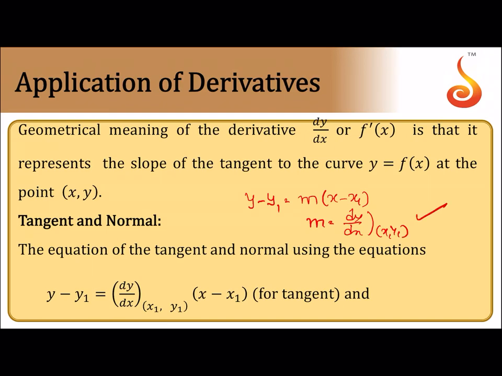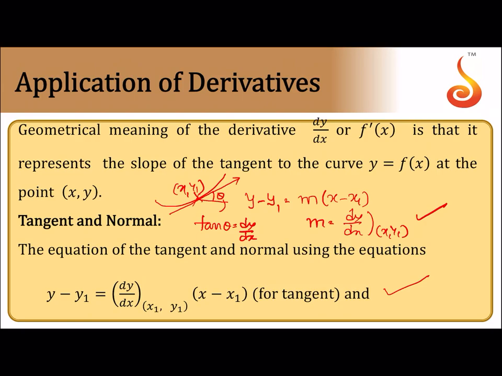So application of derivatives. Here the tangent and normal equation: we know y minus y1 is equal to m into x minus x1. What is m actually? m is dy by dx at x1, y1. This is the equation of a tangent. Guarantee one problem comes on equation of tangent and normal in JEE Mains as well as CET. So y minus y1 equal to dy by dx at x1, y1 into x minus x1. This is the equation of a tangent.